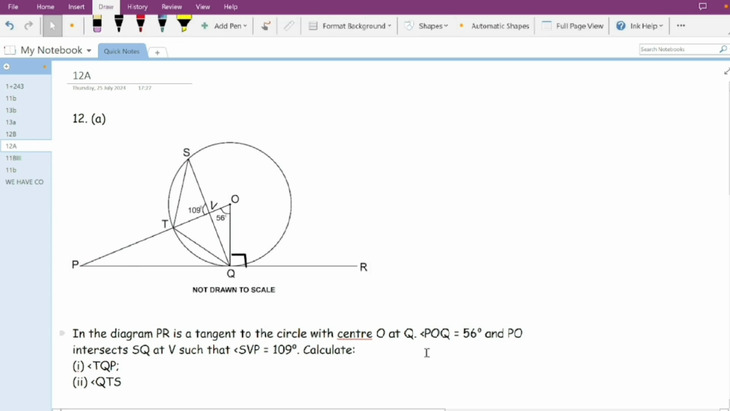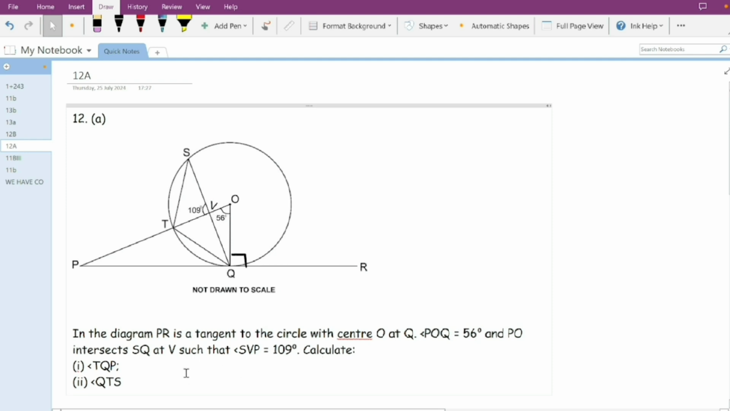Now, the question says angle POQ is 56 degrees. This is 56 degrees at O to P and to Q. And PO intersects SQ at V such that angle SVP equals 109 degrees. Now, this angle is 109 degrees. That's this line crosses this line, and this angle is 109. This is 109, this is also 109. If you're very good with vertically opposite angles, if this is 109, this angle here too is 109.